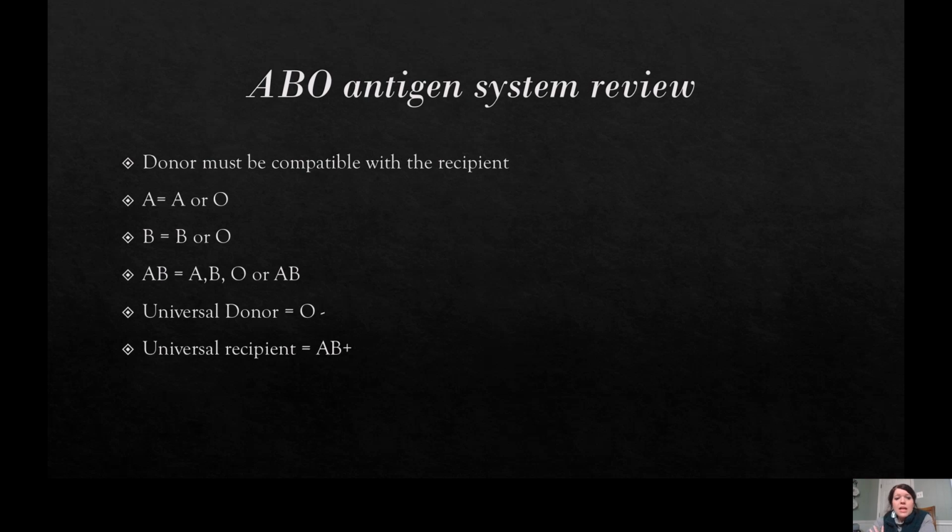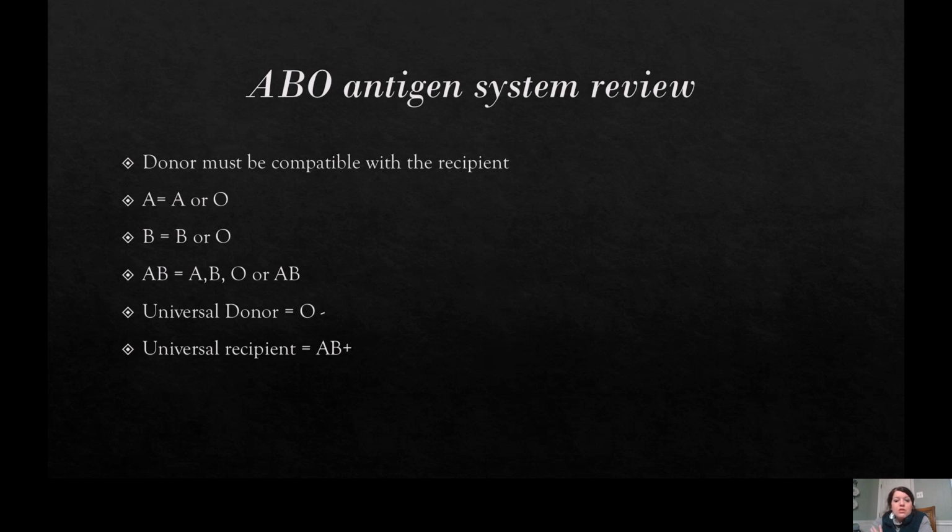So when we are giving blood, we're going to do a match because the donor has to be compatible with the recipient. So our patients who have A blood, they can get A blood or they can get O blood. Patients with B blood can get B blood or O blood. And then our patients who are AB, have the AB antigen, they can have AB blood, A blood, B blood, or O blood.